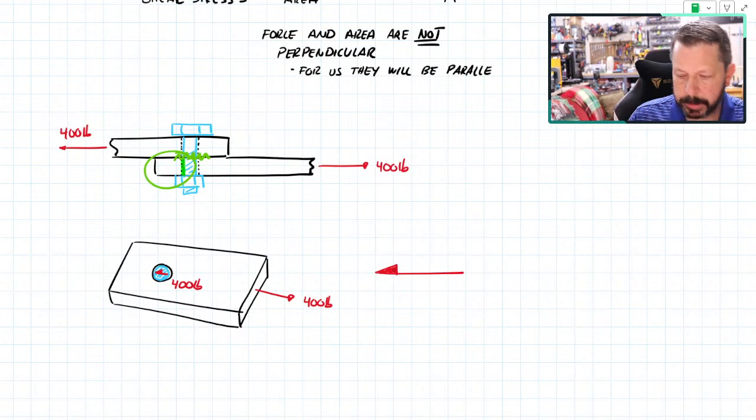And notice I drew the arrow with only one side on it. When you draw it with one side, that represents a shear force.